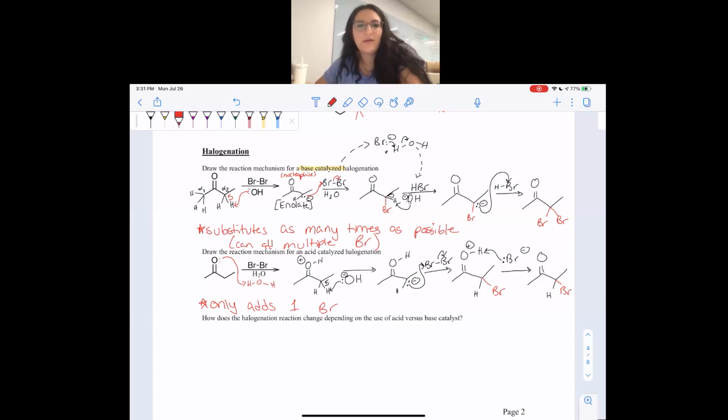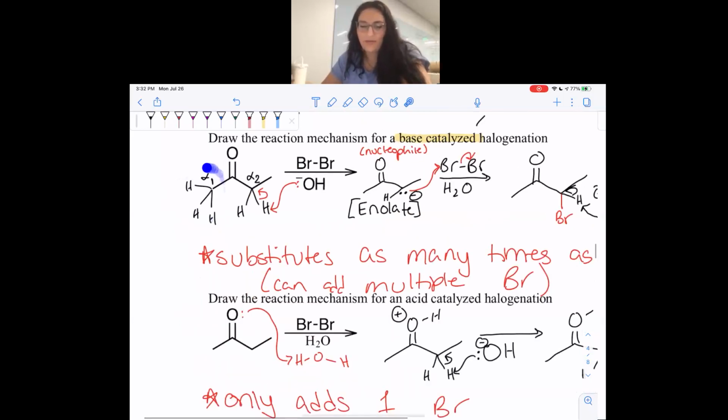Okay, one thing I will add, in the base catalyst example, we're going to say it substitutes as many times as possible. And what I mean by that is it's going to substitute every alpha hydrogen on one side. So you're not going to exchange all of these hydrogens. You're going to pick between alpha 1 and alpha 2, which one is more substituted. You're going to pick the most substituted side, and you're going to replace all of those hydrogens with bromines.